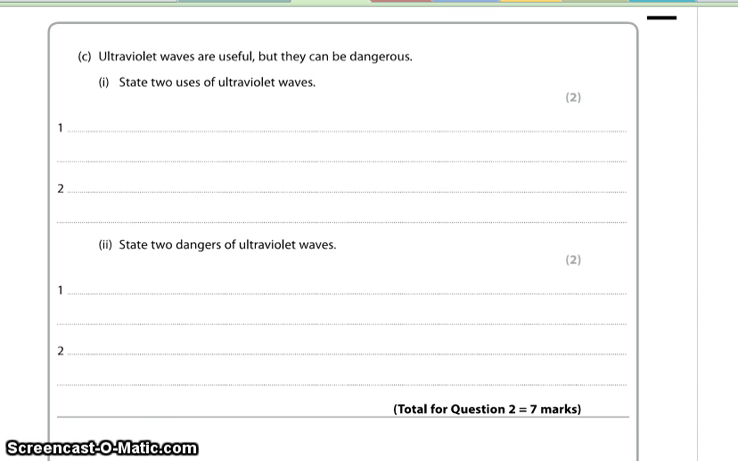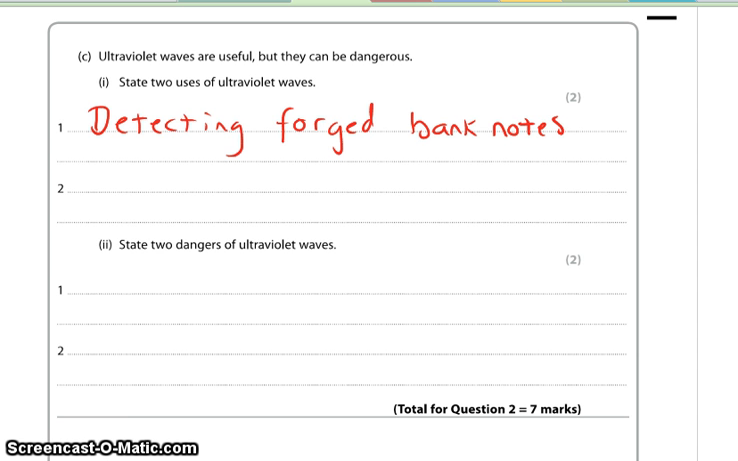Now we're looking at ultraviolet waves in particular. It says they can be dangerous, but what are 2 uses of them? Well, one use is that they can be used for detecting forged banknotes. If you put a UV light on certain banknotes, then you will see a watermark that's only visible in ultraviolet light. Another use is that UV waves can be used to treat water, to kill bacteria, and to make it safer for drinking.